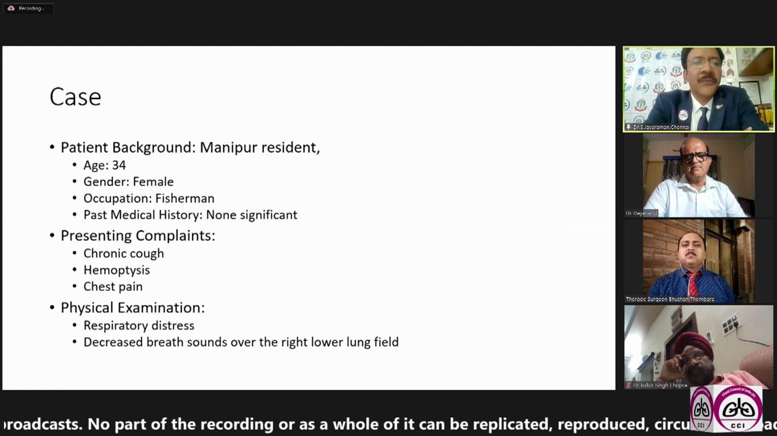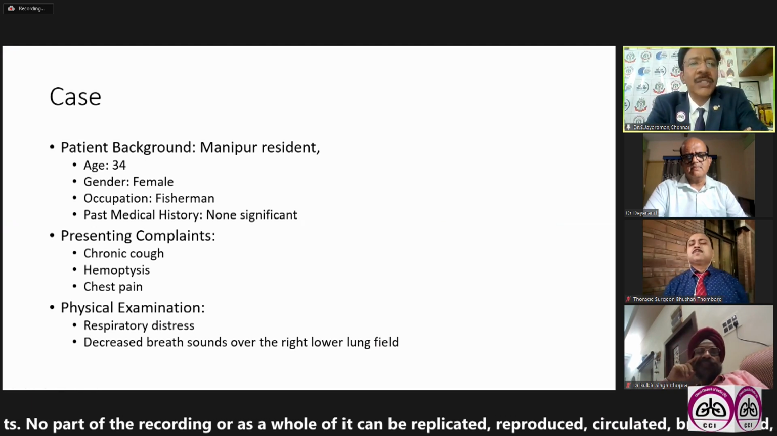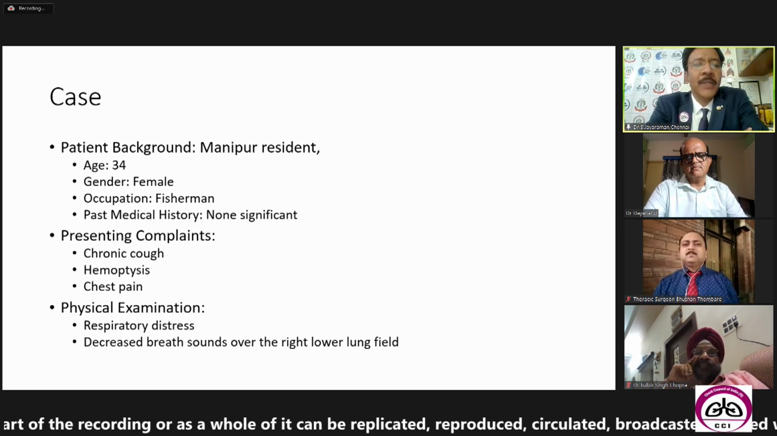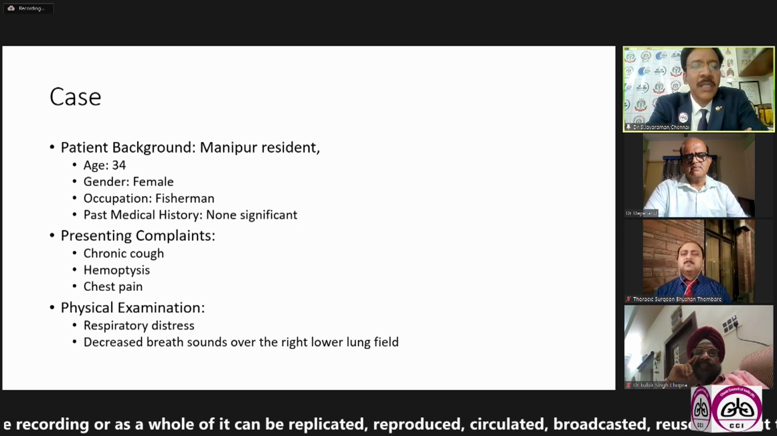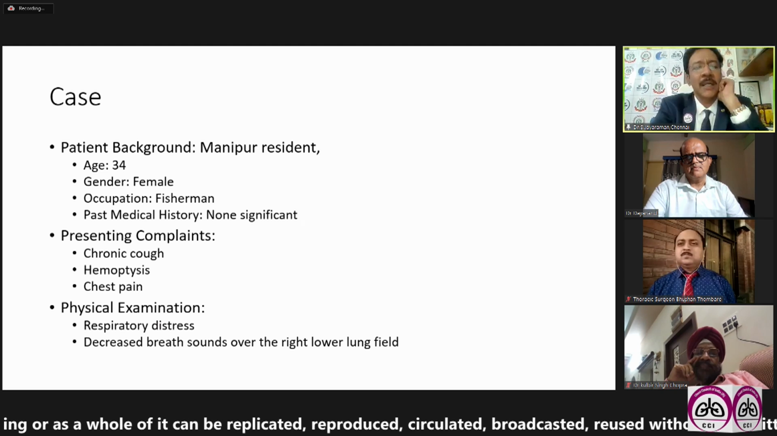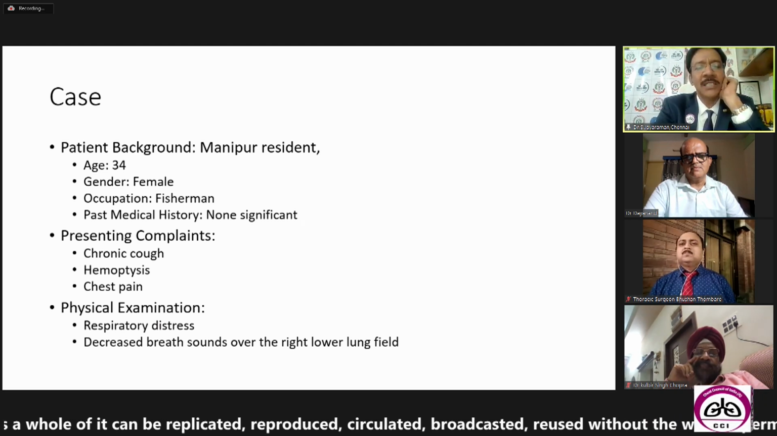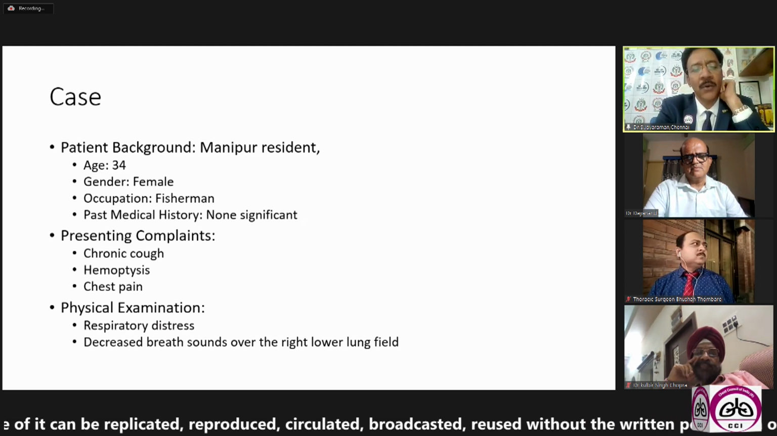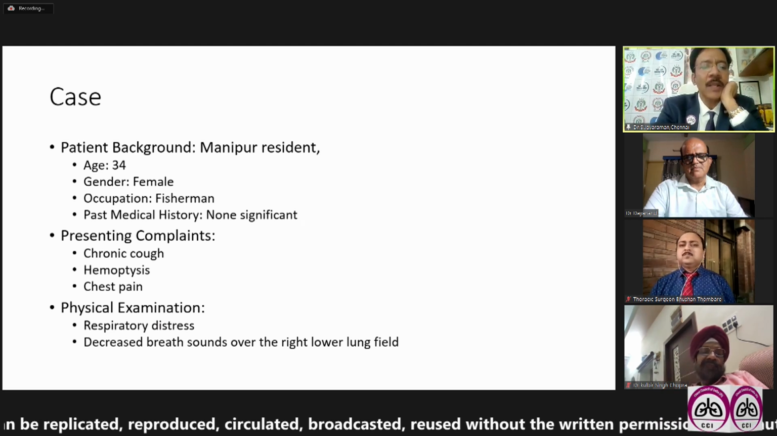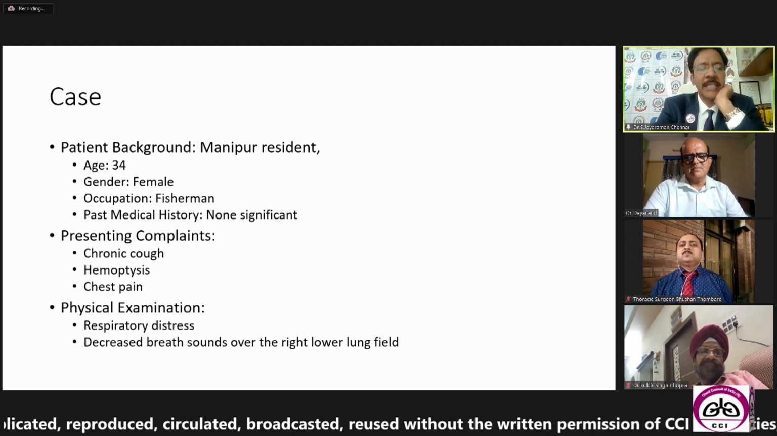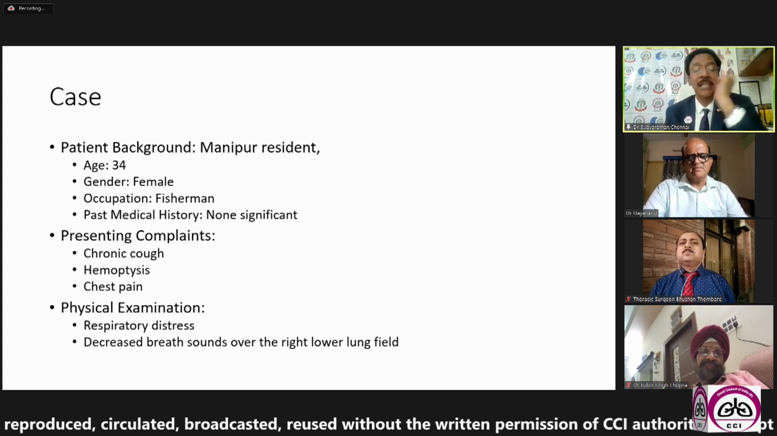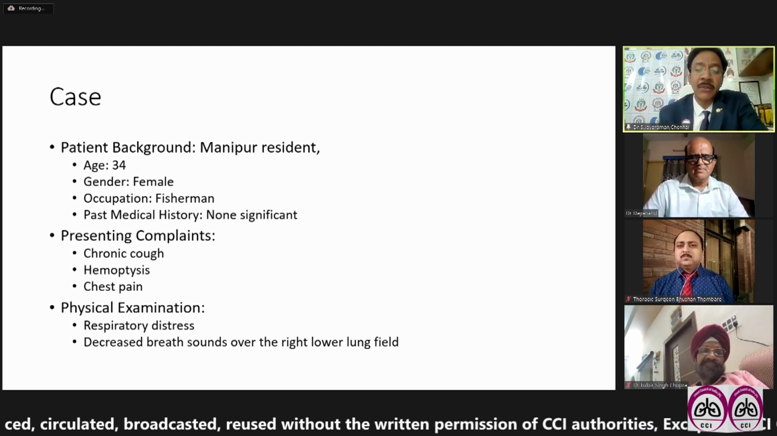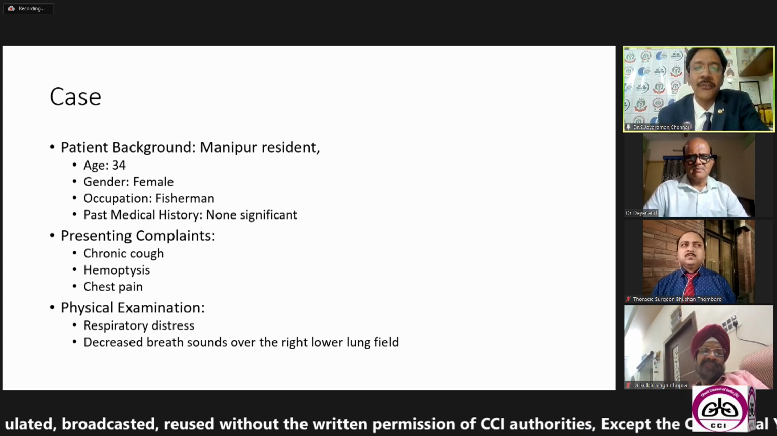This is a 34-year-old female patient from Manipur. Occupation is a fisherman. Past history is non-significant. Presenting complaints: chronic cough and hemoptysis, with mild blood in the sputum on and off, and chest pain. The patient presented to the emergency with respiratory distress and decreased breath sounds over the right lower lung field.